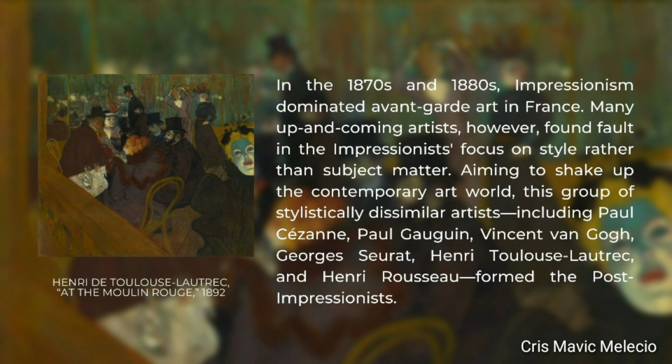In the 1870s and 1880s, Impressionism dominated avant-garde art in France. Many up-and-coming artists, however, found fault in the Impressionist focus on style rather than subject matter. Aiming to shake up the contemporary art world, this group of stylistically dissimilar artists, including Paul Cézanne, Paul Gauguin, Vincent van Gogh, Georges Seurat, Henri de Toulouse-Lautrec, and Henri Rousseau, formed the Post-Impressionists, as seen beside, At the Moulin Rouge by Henri de Toulouse-Lautrec.